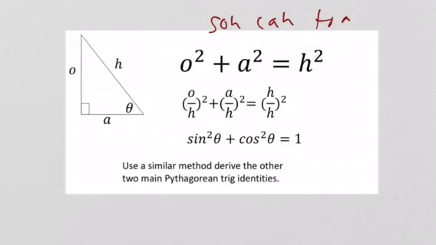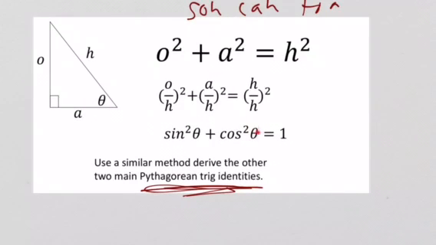So we call this a Pythagorean trig identity. We call it an identity because sine squared plus cosine squared has an identity of 1. Anytime we see sine squared plus cosine squared in a mathematical expression, we can just replace it with 1.